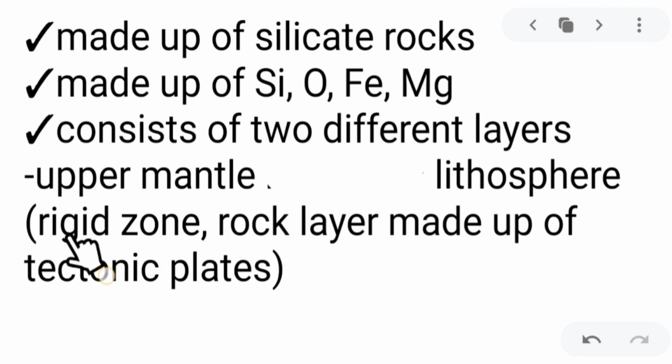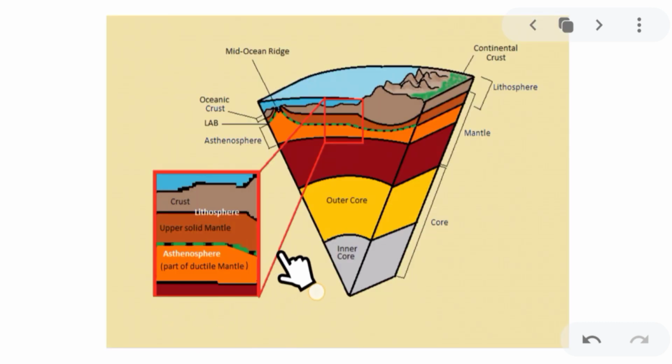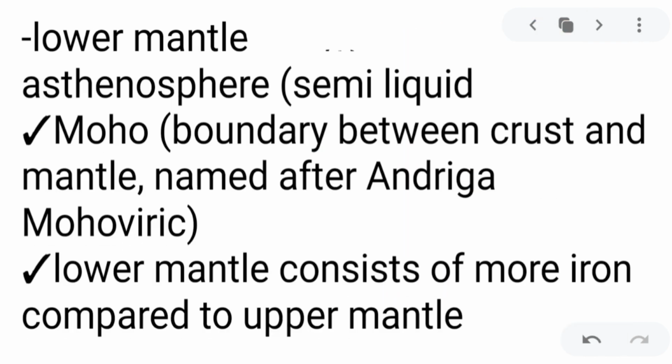The upper mantle is the rigid zone, in which you can find the lithosphere or the rock layer made up of tectonic plates. Nito yung upper mantle ninyo. This is solid. And dyan yung makikita yung lithosphere. Okay, ito yung, kumbaga, thin skin before the crust. Dyan nakapatong yun. Next, we have the lower mantle, wherein you can find the asthenosphere or the semi-liquid or molten liquid. The boundary between the crust and mantle is known as Moho, named after Andrija Mohorovičić.